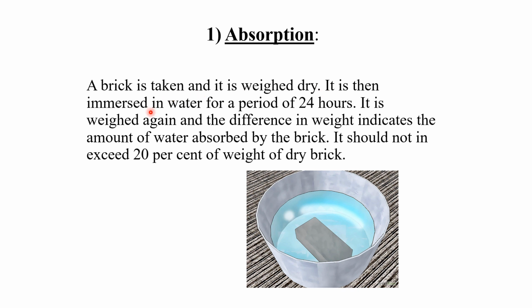It is then immersed in water for 24 hours and weighed again. Now the weight will be W2. The difference in weight indicates the amount of water absorbed by the brick. It should not exceed 20% by weight of the dry brick. That is, when we take the difference, W2 minus W1 divided by W1, it should not exceed 20% of the weight of the dry brick.